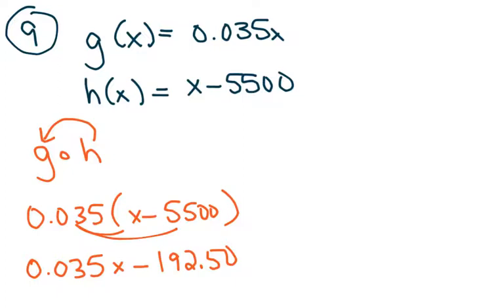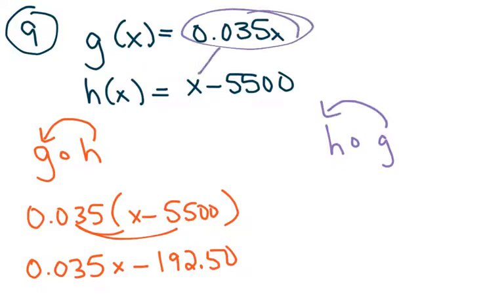Then the other direction, what if instead I did h of g? That means I plug g into h. Well, if that's the case, then I'm going to take this and plug it in here. So I'm going to get 0.035x and then minus 5,500. You'll notice that the equations are not necessarily the same. When you do function notation, the direction in which you do the composition matters.